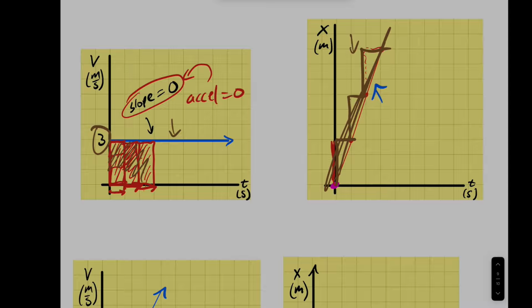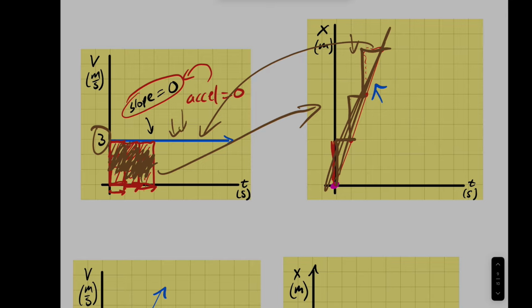Now, the area underneath this graph actually represents my various displacements. So there's some sort of backwards relationship that goes back and forth. The area underneath the velocity graph tells me about my displacement on the position graph, and the slope of my position graph tells me what my velocity graph was. And in this example, the slope of the velocity graph was 0. And I said that that was the acceleration.